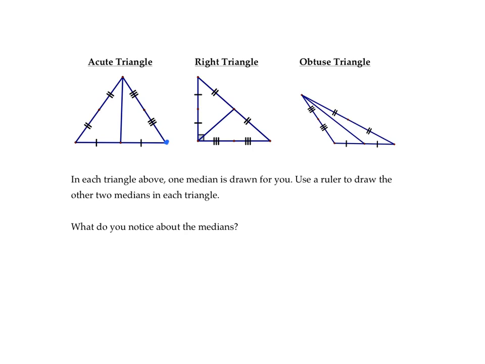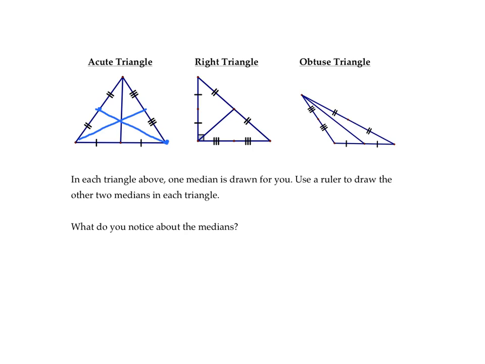I'm going to start with this vertex right here and connect it to the midpoint of the opposite side. So that's this point over here. I've marked in the midpoints for you, so all you need to do is line them up with your ruler and connect the two points. So that's the second median of this acute triangle, and then the third median would look something like that.